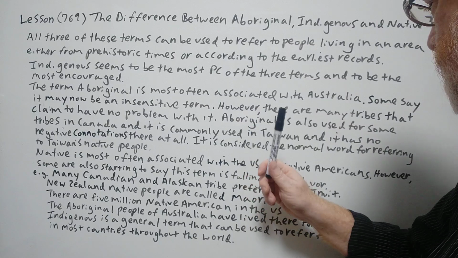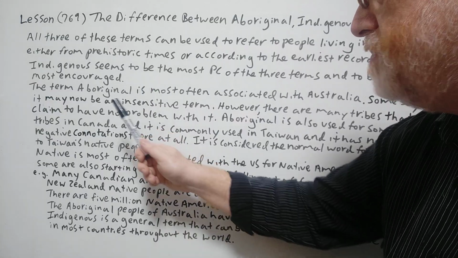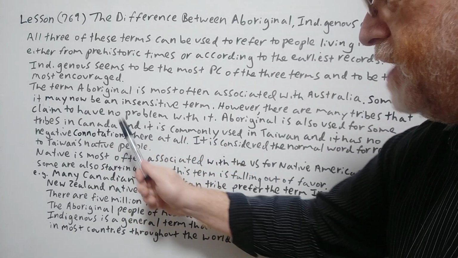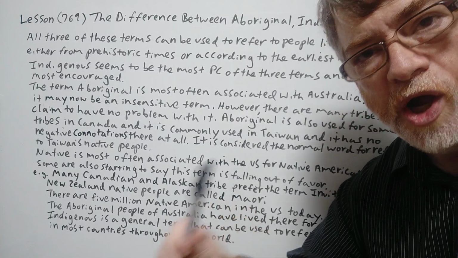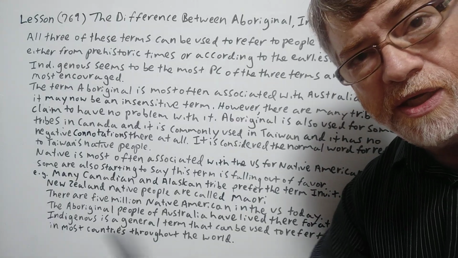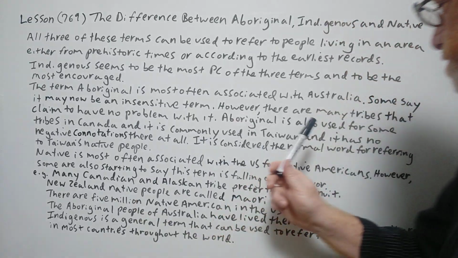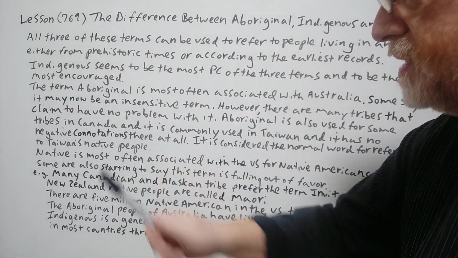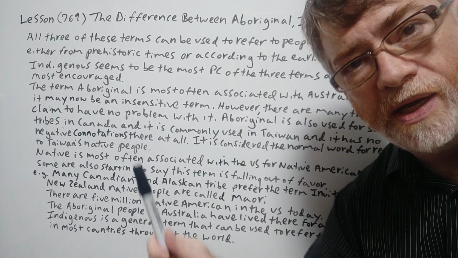All right, let's continue. Aboriginal is also used for some tribes in Canada, and it is commonly used in Taiwan, and it has no negative connotations there at all. I know that because I live in Taiwan, and it's been that way for a long, long time. It's just a normal word. That's why often Taiwanese students are asking, what's the difference? They seem to have the same meaning. It is considered the normal word for referring to Taiwan's native people. They would never think there was anything wrong with it in Taiwan if they use this term.